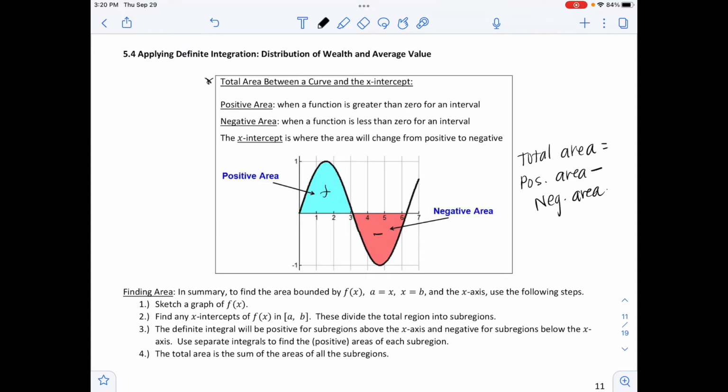So again, remember to find your x-intercepts, you set y equal to 0. Three says the definite integral will be positive for subregions above the x-axis and negative for subregions below the x-axis. Use separate integrals to find the positive areas of each subregion. Four then says the total area is the sum of all these areas. Again, each area would have to be represented as a positive.